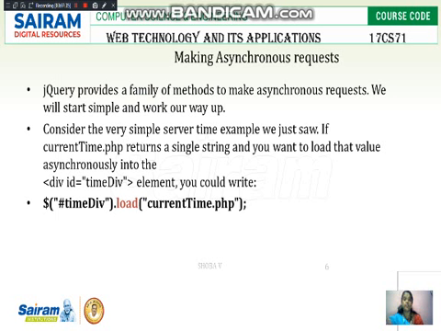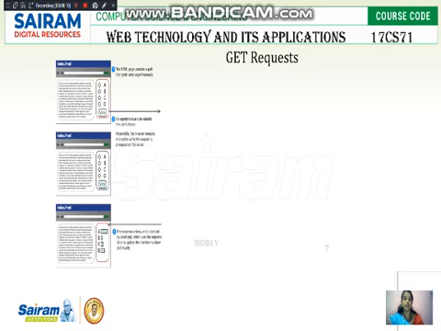And for making this asynchronous request, jQuery provides methods to make asynchronous requests. We will start with a simple way, the very simple server time example we just saw on the previous slides. So we can shorten the transmission time, network time and re-rendering time very dynamically by using this Ajax concept asynchronously. And this PHP returns a single string, and if you want to load that value asynchronously, you can write this syntax. And that is how you can get the request.